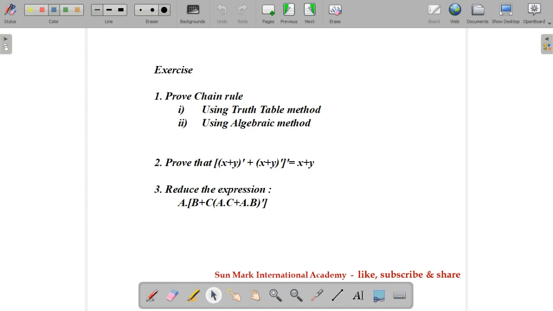And the second question: (x plus y) the whole dash plus (x plus y) the whole dash equal to x plus y, you should prove using the algebraic method. Then reduce the expression a dot b plus c into a dot c plus (a dot b) the whole dash.